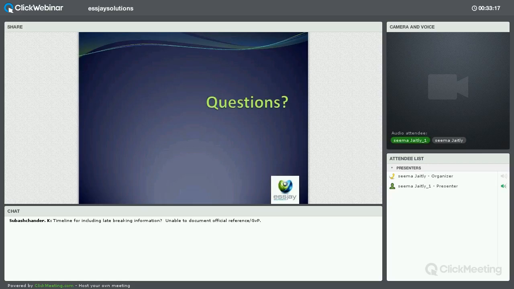Okay, so I've got a question here. Timeline for including late-breaking information, unable to document official reference, GVP. So I'm assuming you mean timeline. Timeline-wise, it really is internal, whatever policy the company has. There isn't an official timeline detailed anywhere, but it's whatever makes sense for the company. But as always, if you agree that you're going to have a timeline of, say, 4 weeks, 6 weeks after your data lock point, you still need to consider that if something comes in right at the end, it may be worthwhile adding that in. Does that answer your question?